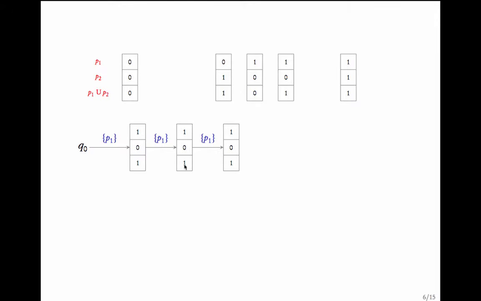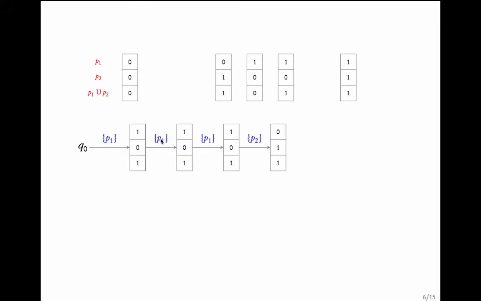Now, if it still sees P1, it will keep staying in this state. Now, what if it sees P2? Because it sees P2, this entry is 0. This is the entry for P1. This is 0. This is going to be 1. And of course, this is going to be 1, because if this is 1, then this has to be 1.